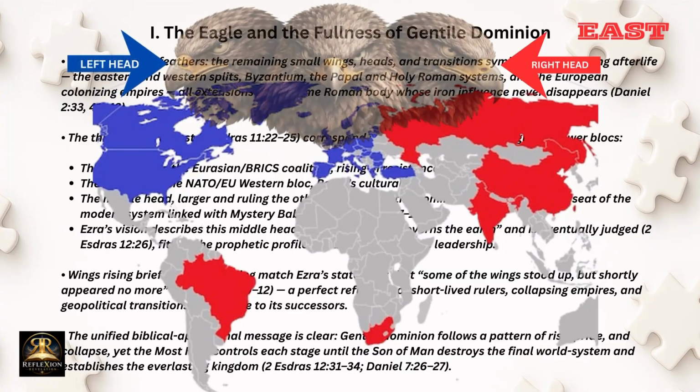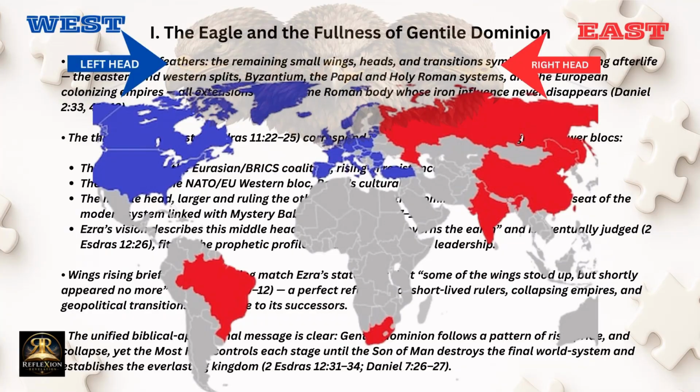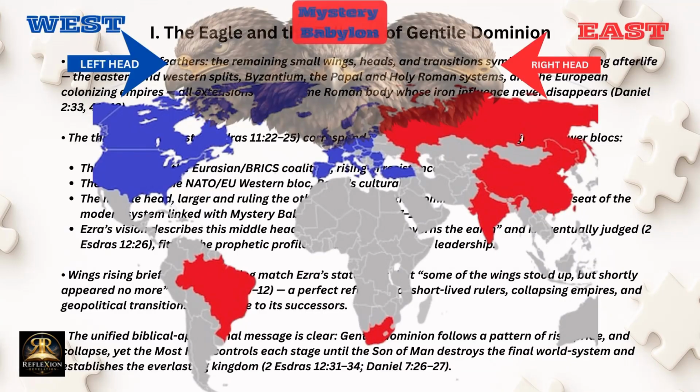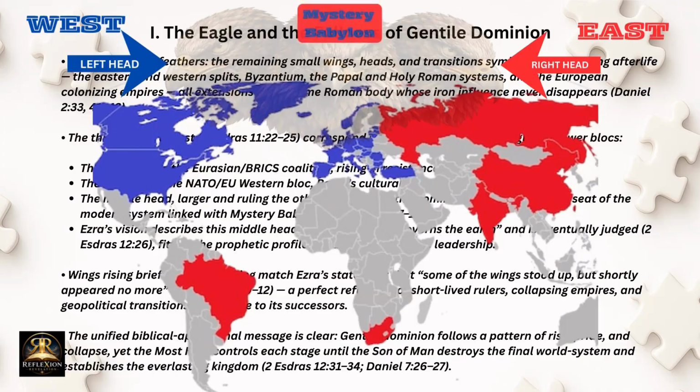All right. The left head is the one that we know: NATO, EU, Western Bloc. This is Rome's cultural and political descendants. The middle head, the larger one ruling the others, again a strong match: Mystery Babylon, America, a dominant superpower, the seat of the modern system linked with Mystery Babylon. Ezra's vision described the middle head as the head that governs the earth, and it's eventually judged, which is just like Babylon's prophetic end-time situation.